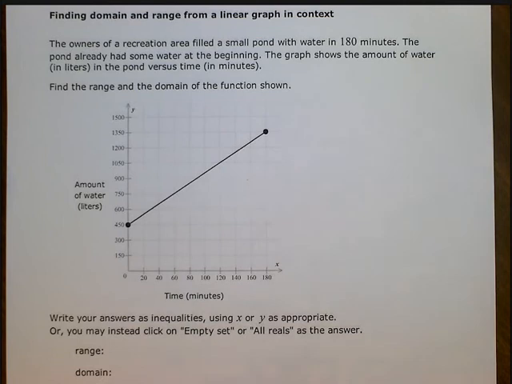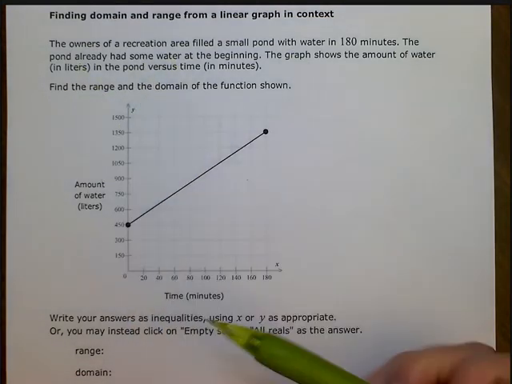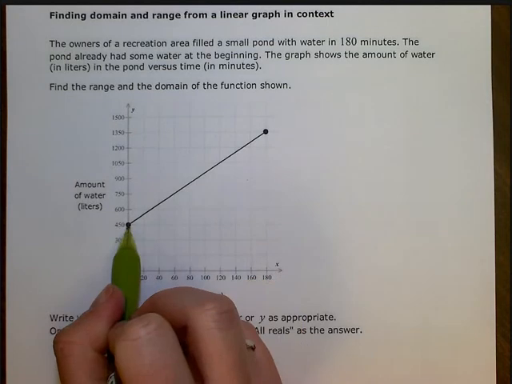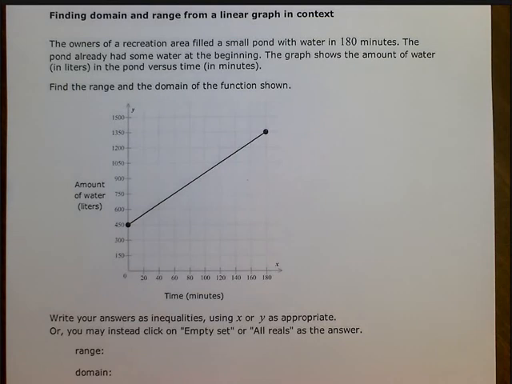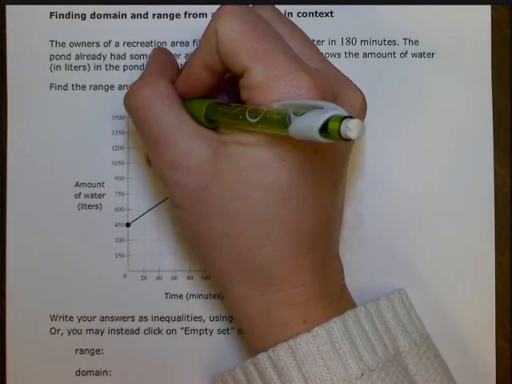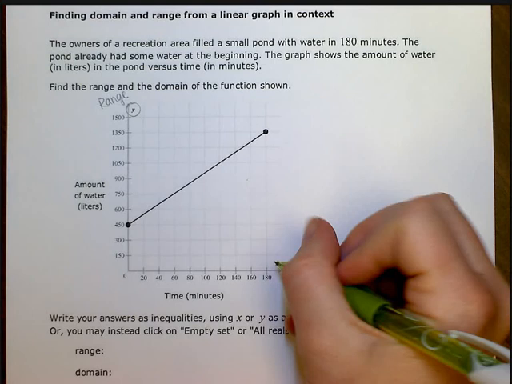Okay, so when I look at this, they told me that the pond already had some water in it. So that's why they're starting at 450 over here. Then they fill up the pool over time, and when it's full, they shut that water off after 180 minutes. So the range is the Y values, and the domain is the X values.